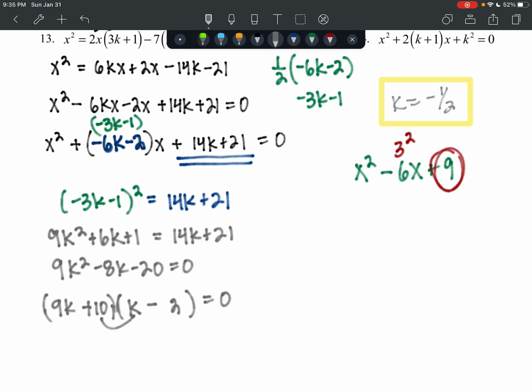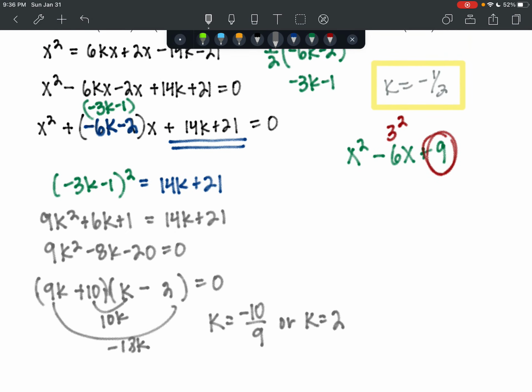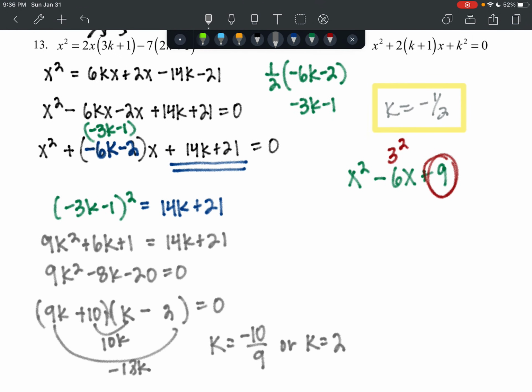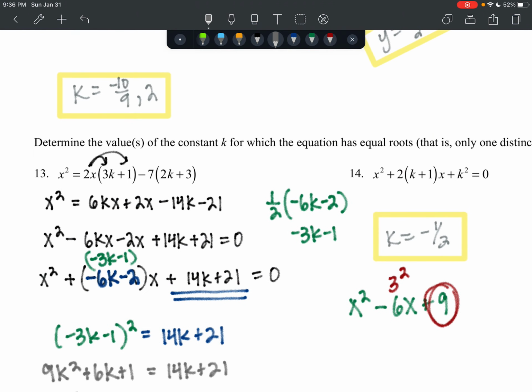Let's just make sure. That's 10k. That's negative 18k. That gives me negative 8k. So that means that k can equal negative 10 ninths, or k can equal 2. Negative 10 ninths or 2. And you can see I'm scrolling up because that's what we have for an answer. K equals negative 10 ninths or 2.